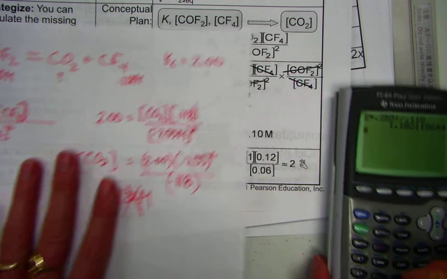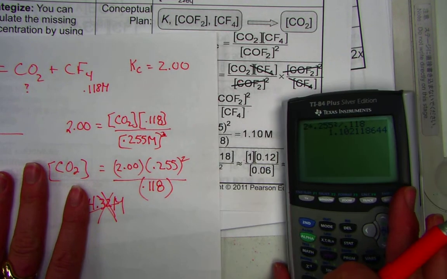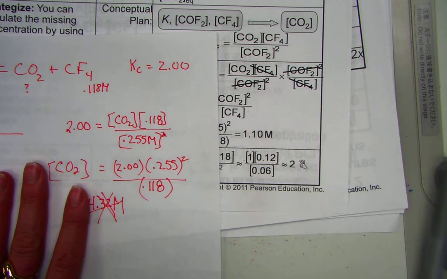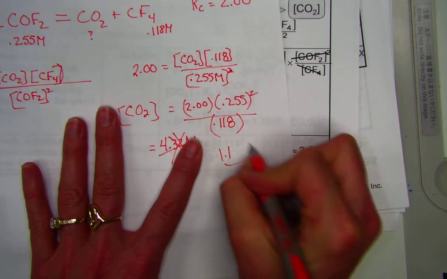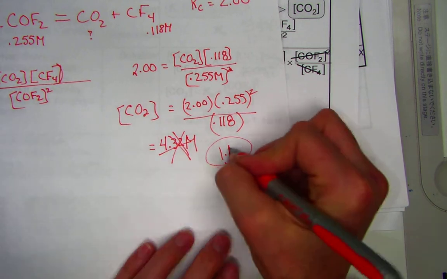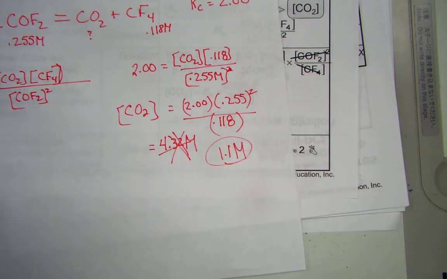And how about an answer closer to what they got? 1.1. All right, that's a match. And again, that would be big M molarity units on the carbon dioxide.